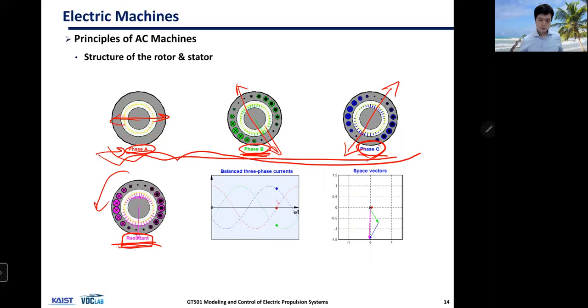Okay, so in other words, what's happening here is that you're creating this rotating field by using alternating current, but in order to create this smooth rotating field, you need three-phase windings that have different orientations, different positions, and then have different phase.